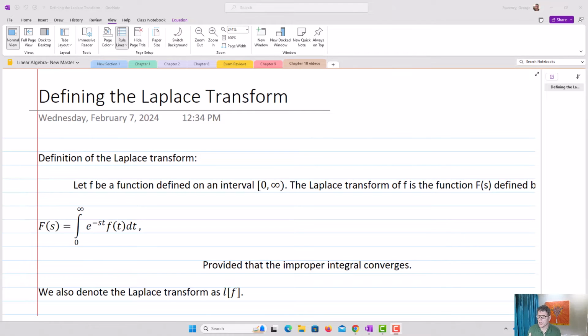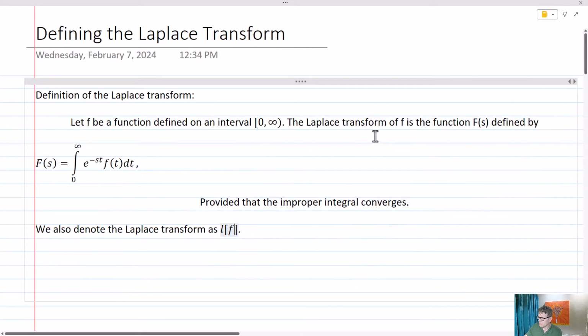Where we're going to start is with the definition of the Laplace transform. We say that f is a function defined on an interval from 0 to infinity, and the Laplace transform of f is the function big F of s. Depending upon the letter of the function, it may be big X of s, or big T of s. It's defined by big F of s equals the integral from 0 to infinity of e to the negative st f of t dt, provided that this improper integral actually does converge.